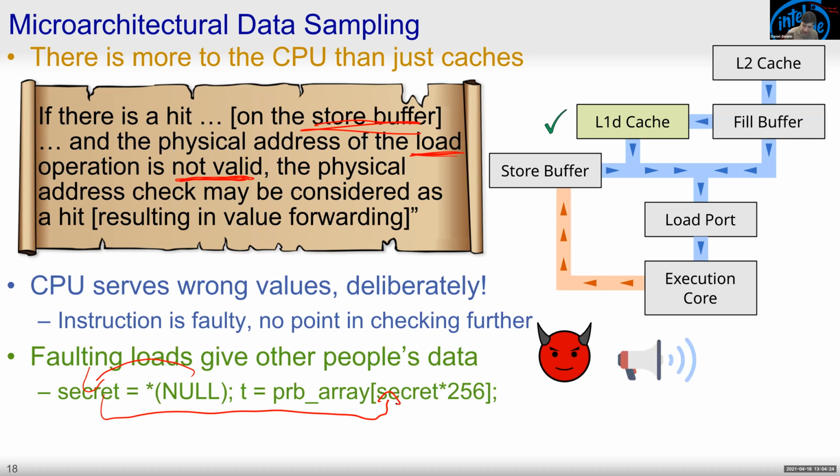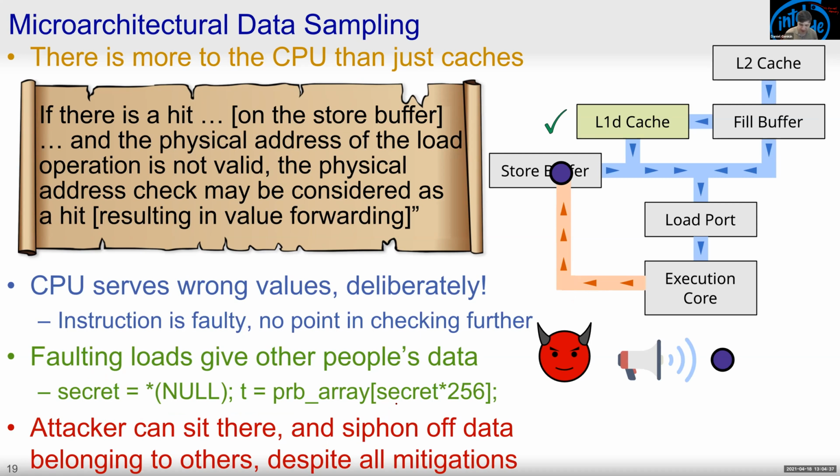But guess what? Here's what happens. As the execution core is trying to store a value in memory, I sit there as an adversary, issue a faulty load, get a copy, and leak it over the cache channel. Which means that an attacker can sit there and siphon off data belonging to others, despite all mitigations. You have a CPU full of data, issue a faulty load, and get a copy of anything in those buffers. That's MDS. Questions about this?